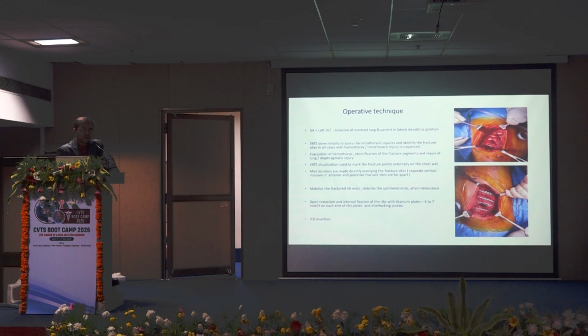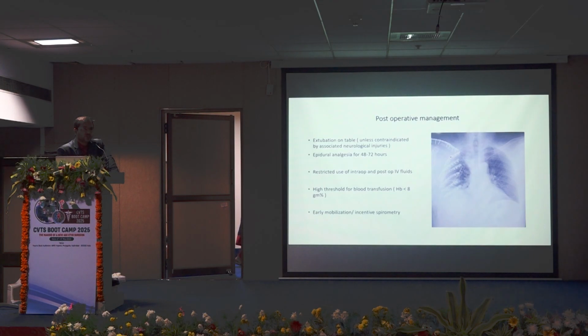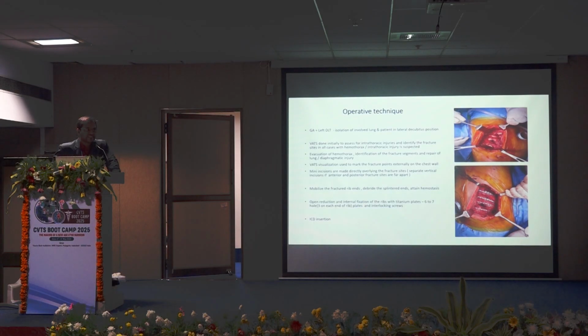If there is any hematoma or hemothorax, you evacuate the blood, then look at all the organs: the diaphragm, any active bleeders, any aortic injury, any esophageal injury, and any other injuries. Then you confirm, and go for fixing of ribs. VATS is also used to locate the fracture sites from inside. We see the fracture site from inside and mark it externally, so that we can place the incision exactly over the fracture site, which makes it very easy to fix the ribs.